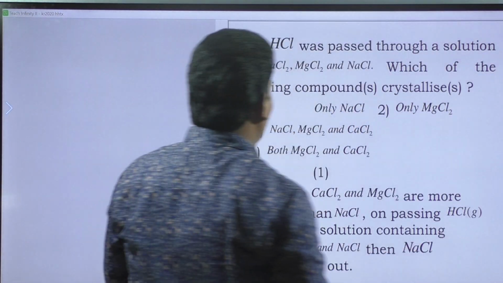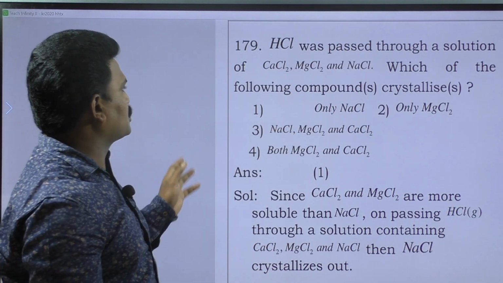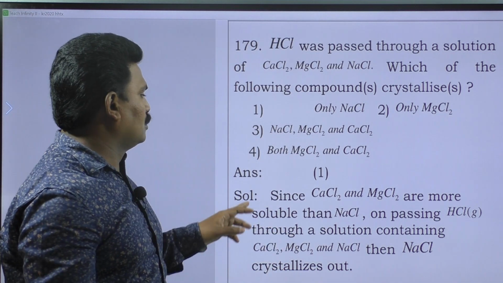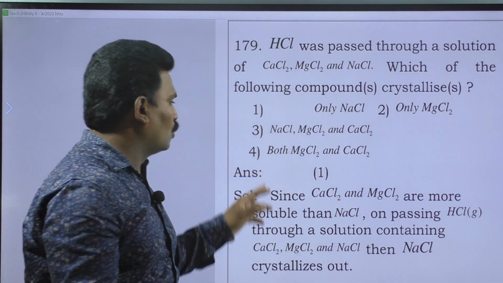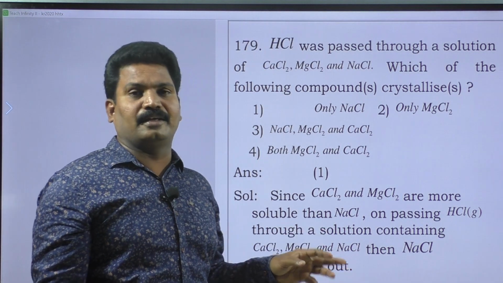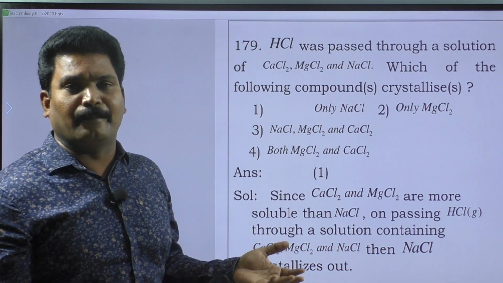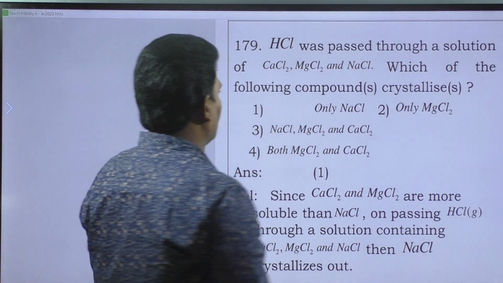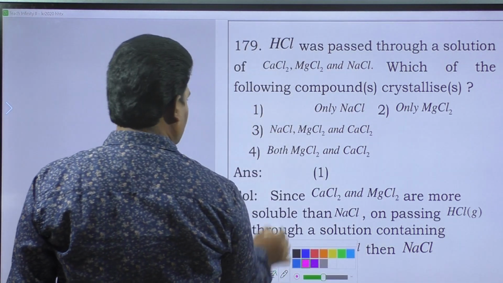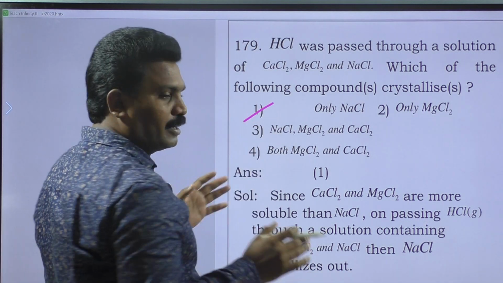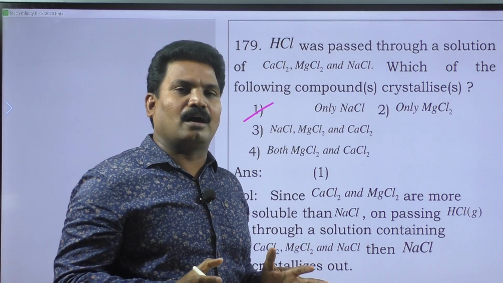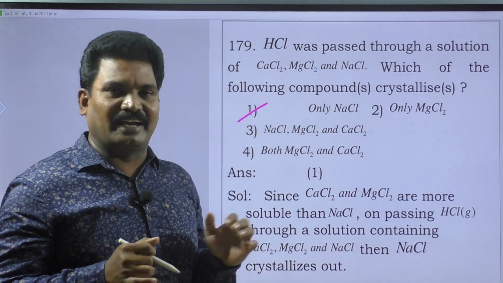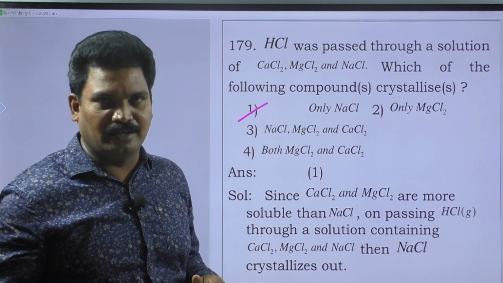HCl gas is passed through a solution of NaCl, CaCl2, MgCl2. Here NaCl is less soluble; calcium chloride and magnesium chloride are more soluble compared to NaCl. So NaCl crystallizes out when passing HCl. So the answer is NaCl. Once again I repeat, calcium chloride and magnesium chloride are more soluble compared to NaCl. So NaCl is slightly soluble because of lower Ksp.